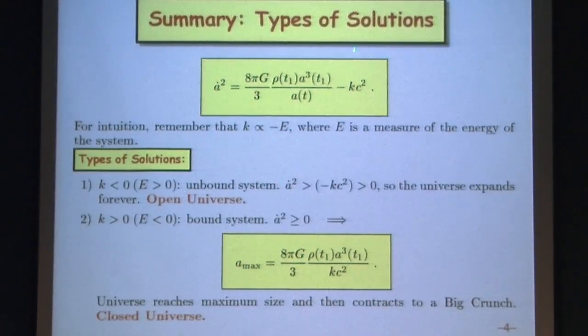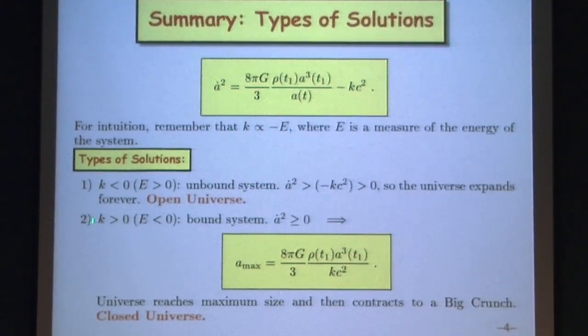And we see that directly from the equation. If the second term has a negative value of k, then the second term itself is positive. And the first term is also always positive. And that means that a dot squared, no matter what happens to the first term, is always at least bigger than the second term, which is a constant. And if a dot is always bigger than some constant, it means that a grows indefinitely. And that's called an open universe. And it goes on expanding forever.